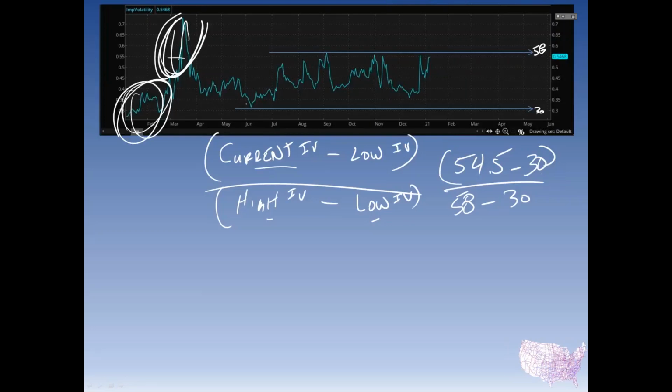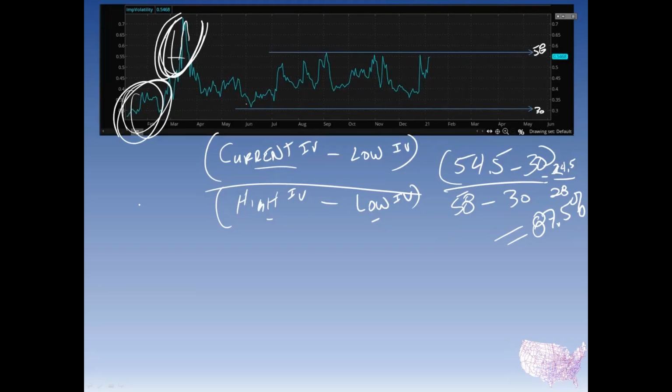So basically we're coming up with 24 and a half, divided by 28, which is going to equal right around 87.5. So 87.5 percentile.